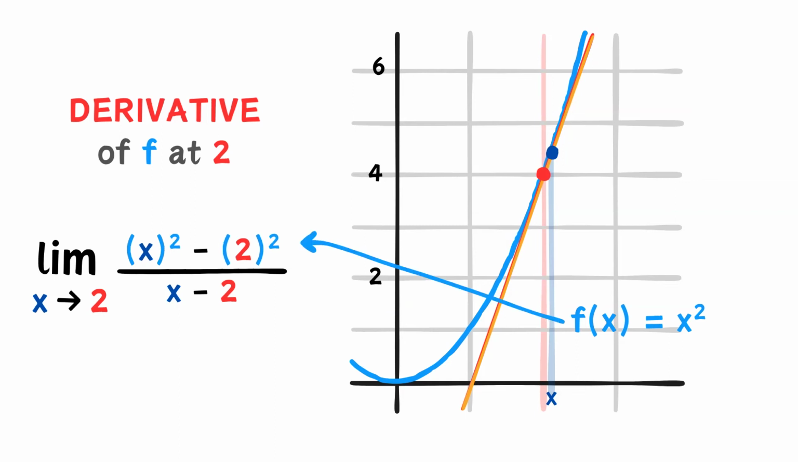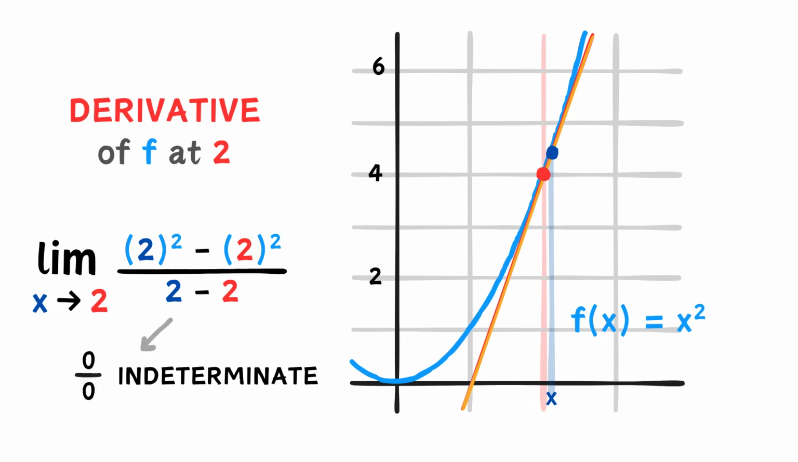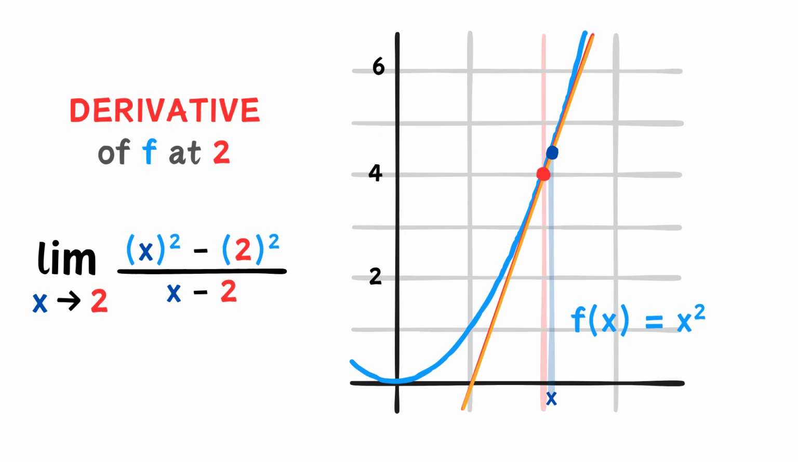Well, we know that the function is x squared. So our numerator would be x squared minus 2 squared, and we know that our function x squared is continuous, so the limit must exist. Now, if we go ahead and directly substitute 2 in for x, we get 0 over 0, which is indeterminate. So let's try some algebraic manipulation.